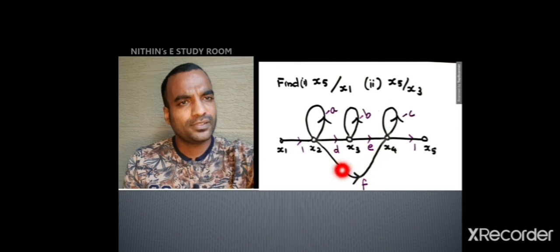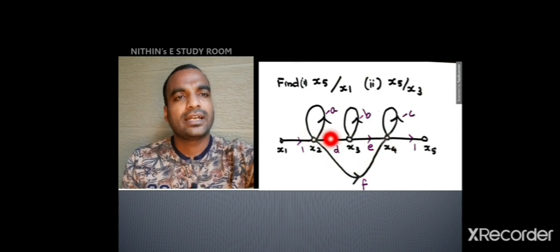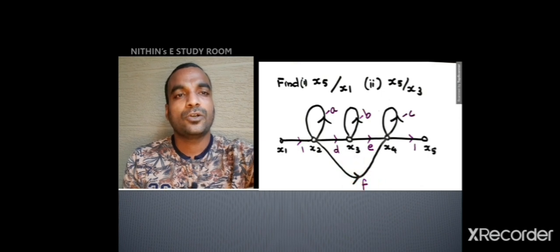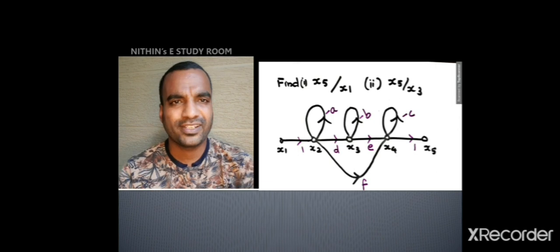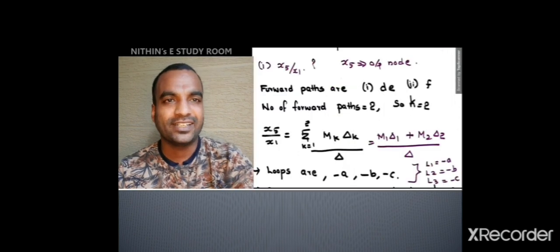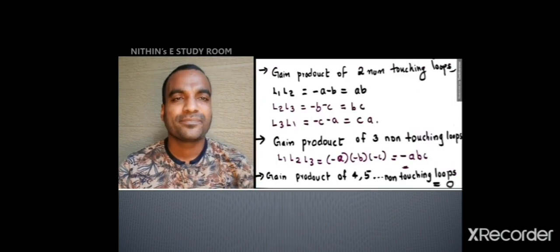Is this a loop? No, because up to this point it is okay, but after this the direction of f is opposite to the direction of e, so it is not a loop. So here we are having only 3 loops. I was just checking whether you are getting it or not.